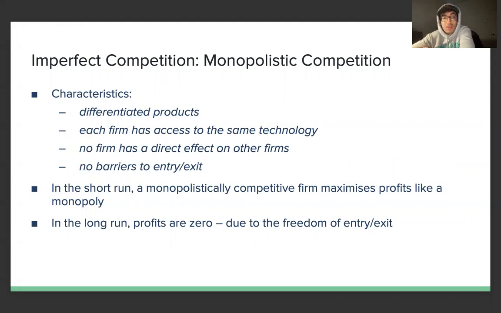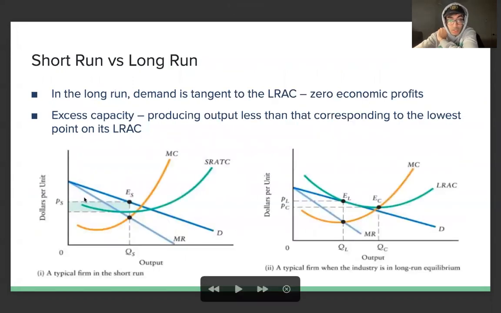In the short run, a monopolistically competitive firm can maximize profits just like a monopoly. But in the long run, profits are zero due to freedom of entry and exit. So in the short run, again, when you have differentiated products, when you're not necessarily a price taker, your marginal revenue curve and your demand curve look like this. And in the short run, you can maximize profits by functioning on MR equal to MC. But in the long run, that's not possible.